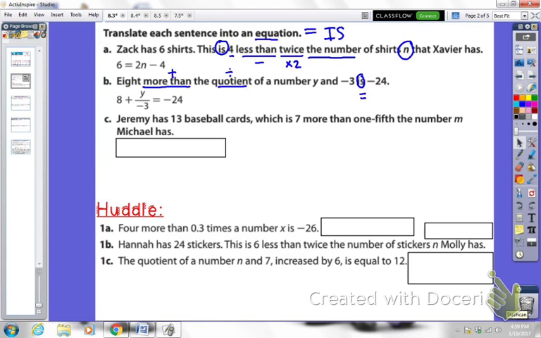And the third one, Jeremy has 13 baseball cards, which is 7 more than 1/5 the number M that Michael has. So here's my keyword is, that's going to be my equal sign. 7 more than means addition. I have 1/5 here, the number M, which we don't know. So your equation looks like 13 equals 7 plus 5M.